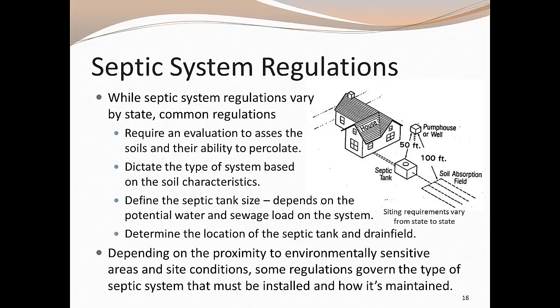The type of system is often included in the regulation. This is typically a function of the soil and its percolation capacity. Soils with slower or limited percolation capacity may require an alternative type of septic system. Regulations typically also govern the size of the septic tank, which is usually determined by the number of plumbing fixtures or bedrooms in the house. Finally, regulations often dictate the physical location of the septic tank, specifying minimum distances from buildings, wells, and springs, etc. Some states may have additional regulations that govern system type, location, and maintenance depending on the proximity to environmentally sensitive areas.